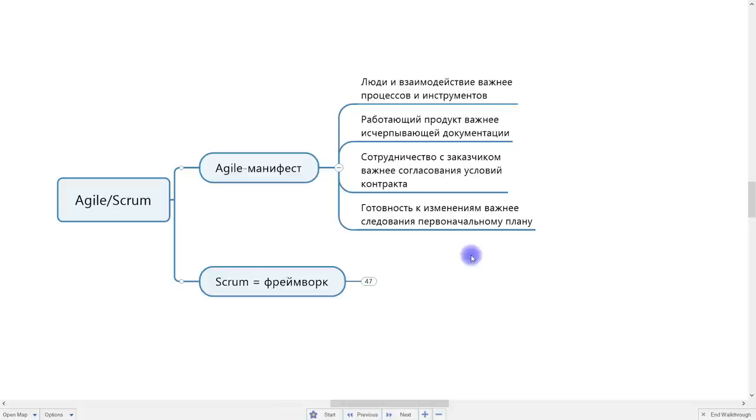So it is important to remember that there are always changes in Agile, and in principle, this system was created for this purpose. Also, in addition to these four values, there are 12 principles in the Agile Manifesto, but we are not going to dwell on them in more detail, because in fact, they just clarify these four values.